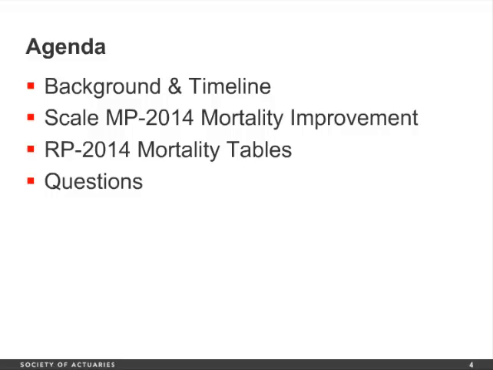As we look at our agenda, Larry Pinzer will start with a discussion of the MP-2014 scale, and then Bill Roberts will cover the RP-2014 base tables. After that, we'll have time for questions from all of you as attendees.